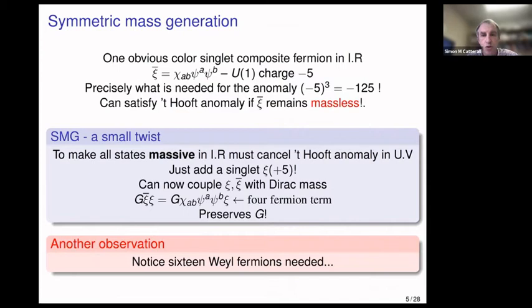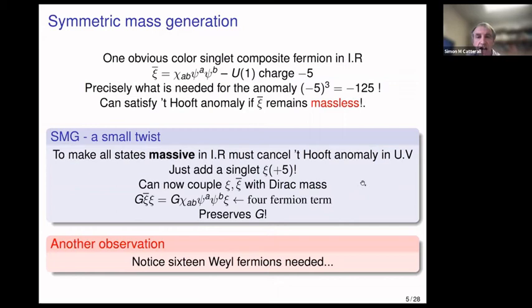So this is the usual statement about how 't Hooft anomalies work in the continuum. To get to symmetric mass generation, you just do a small twist on this picture. If I want to make all the states massive in the IR, then the anomaly must vanish in the IR, because I can't get anomalies from massive states. That means I have to cancel the anomaly in the UV too.